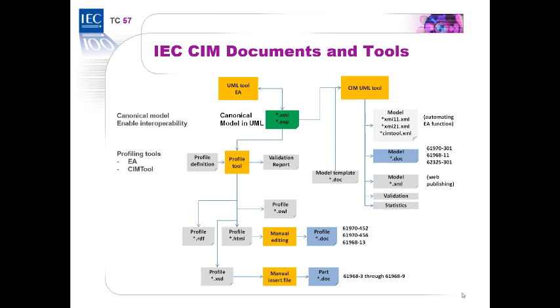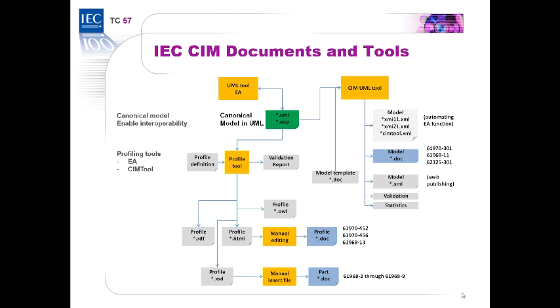So these specifications are coming from different working groups. Working group 13 is the place where we develop the 61970. Working group 14 is the place where you do 61968. So with this CIM UML tool, we can also derive statistics and validate the UML model. So it's quite useful.